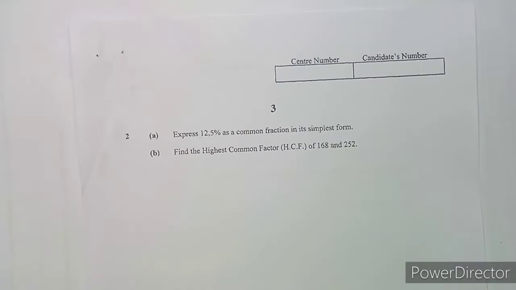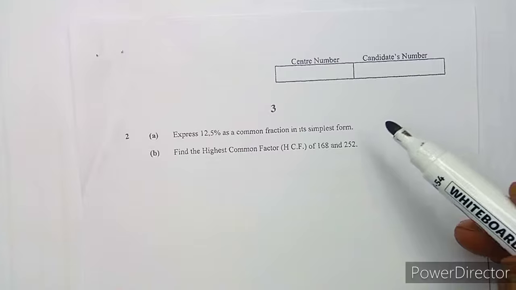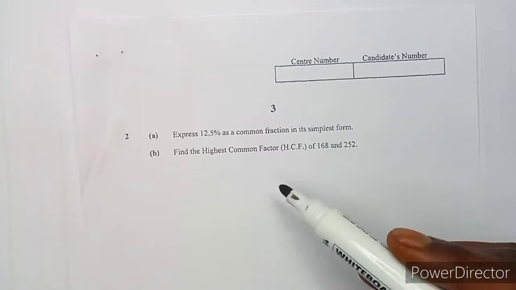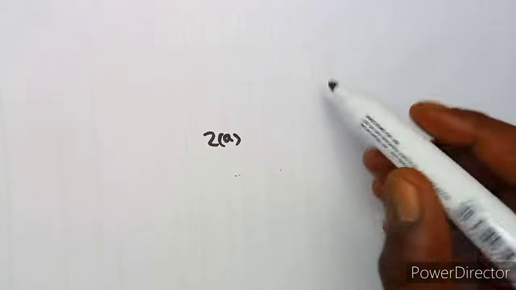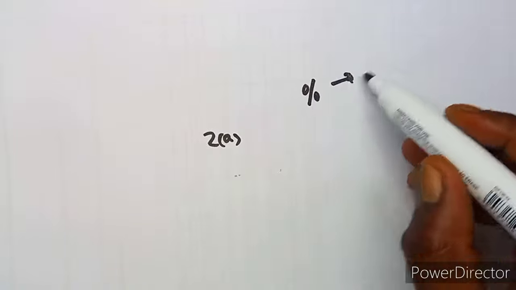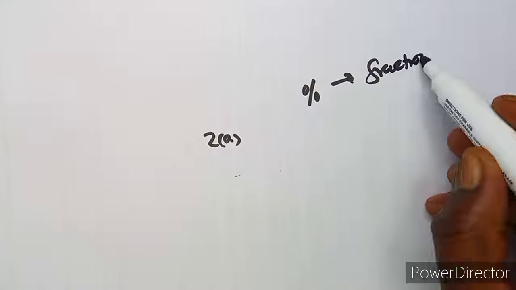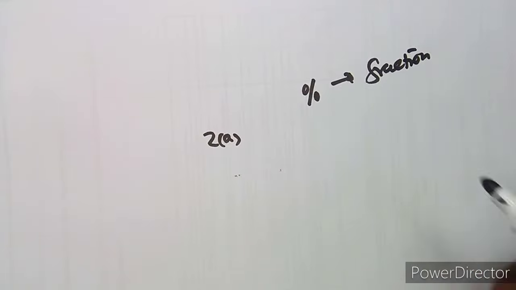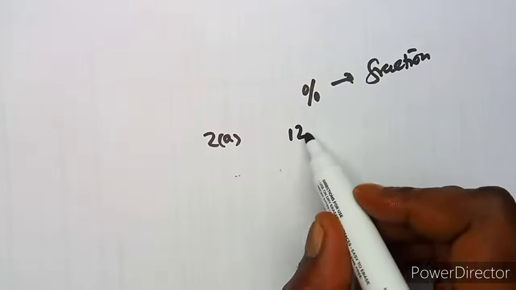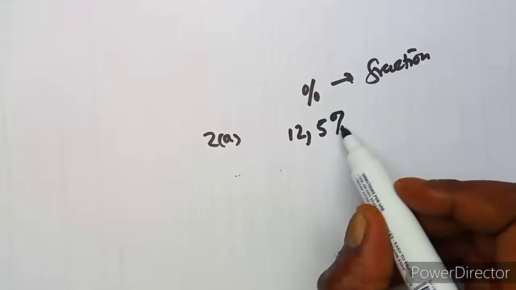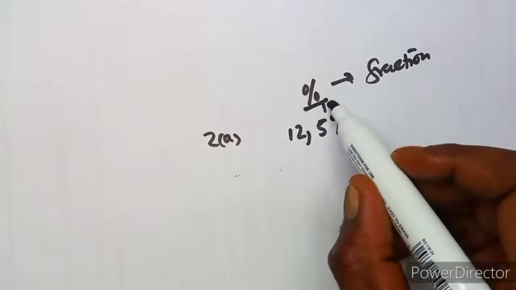Then on number 2a, we are asked to express 12.5% as a common fraction in its simplest form. Before we talk about simplest form, how do you express a percentage as a common fraction? We know that we divide by 100%, so that's the concept. In this case, we've got 12.5 percent. To convert this to a common fraction, just divide by 100.